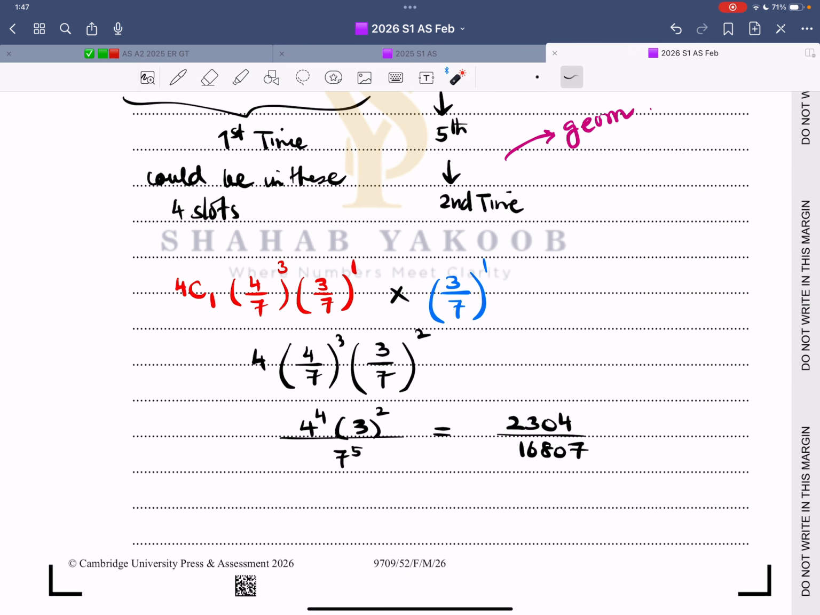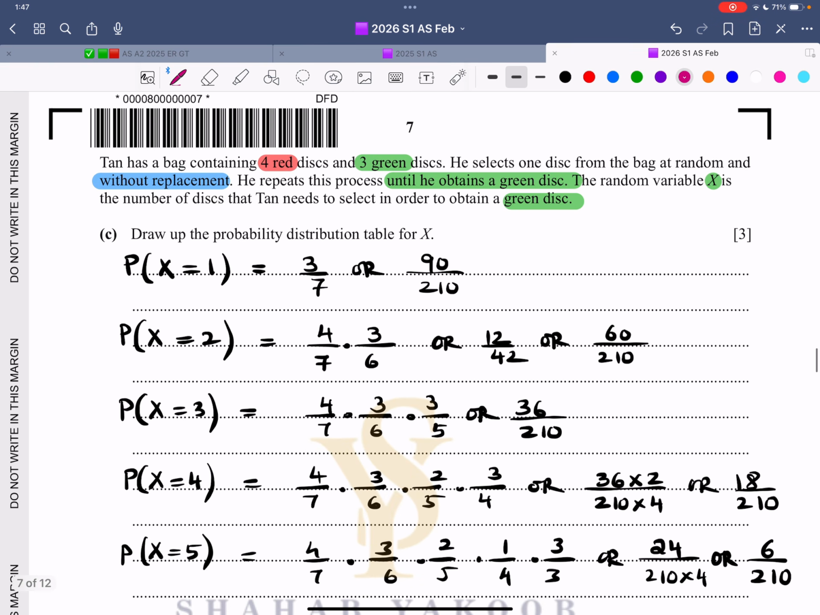So now over here, look at the working. This is 4 cube into 4, 4 power 4, 3 power 2, over 7 cube into 7 squared, 7 power 5. Again, this answer is exact. No need of rounding off. So far, so good. Now it says there is another person.